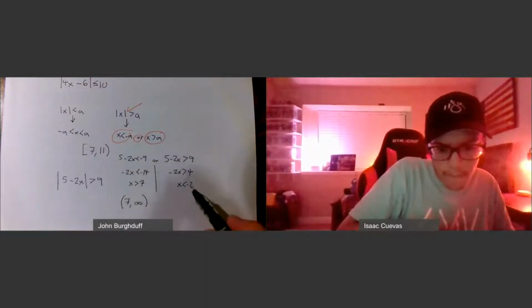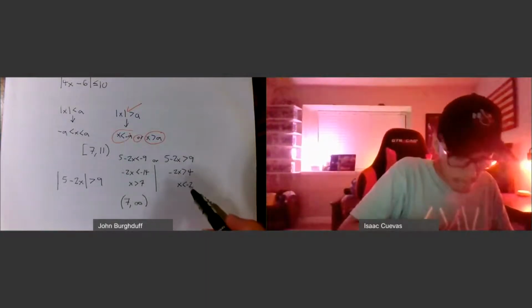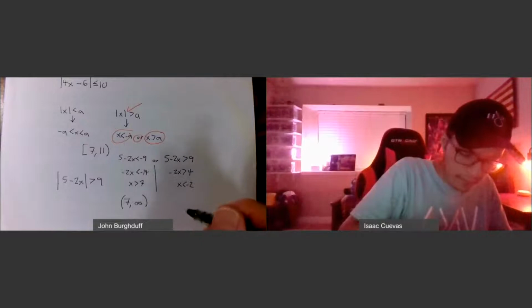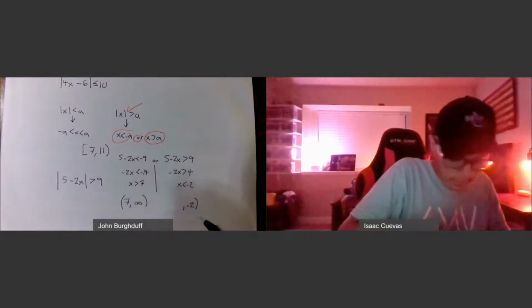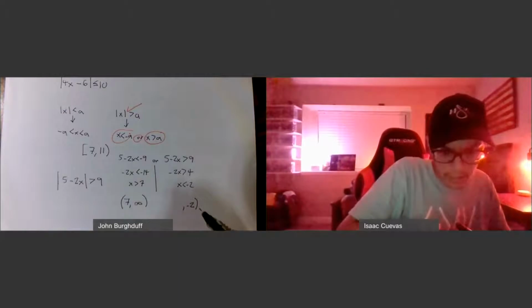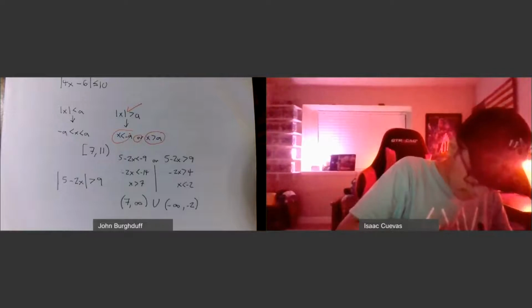And the second one, if you think about the number line, that's from -2 to the left. So the -2 is actually the rightmost number, and it goes forever in the other way. How would you write that? Infinity or negative infinity? Negative infinity. And then you put the union symbol in between them.